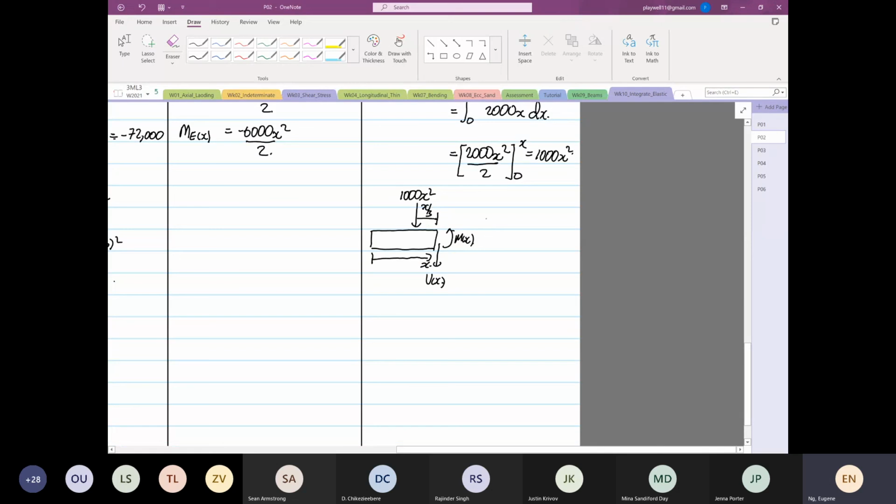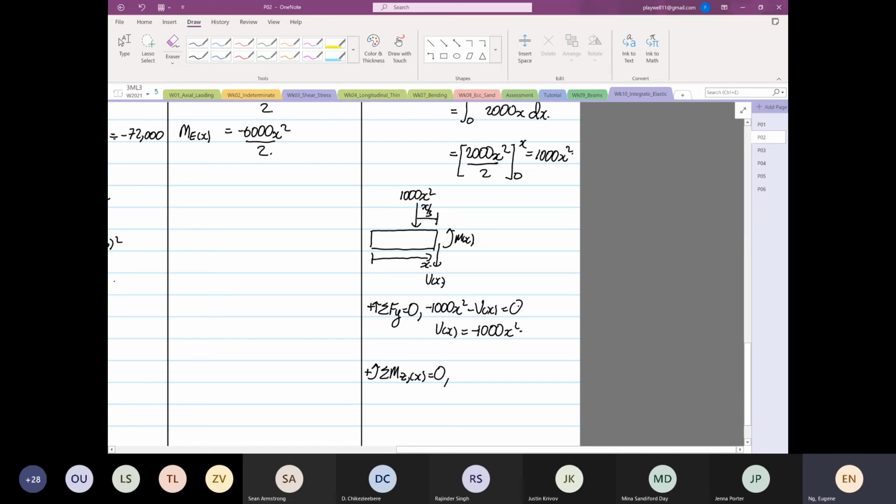Summation of forces in the y direction is equal to 0. So we have minus 1,000 x squared minus V as a function of x equals 0. So V as a function of x is equal to minus 1,000 x squared. And then we can do our summation of moments in the z direction as a function of x. The whole thing is equal to 0.